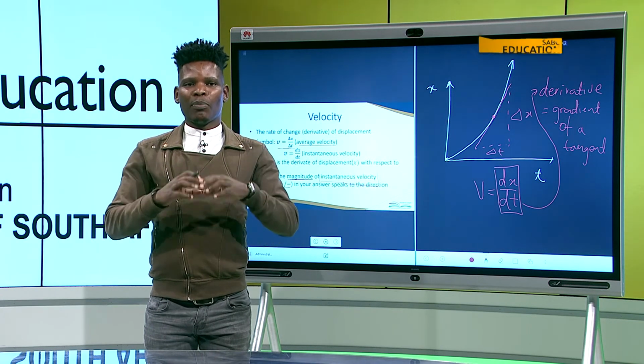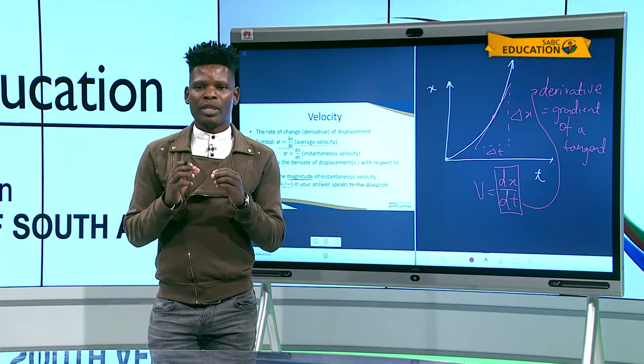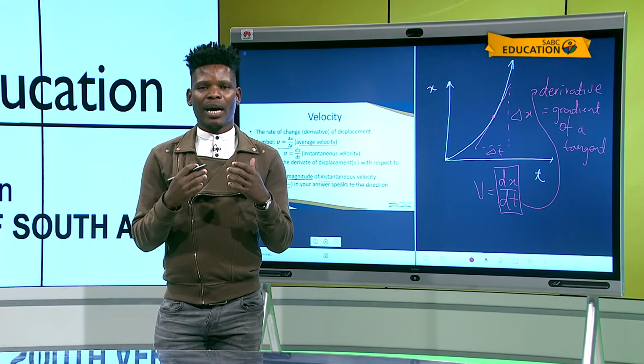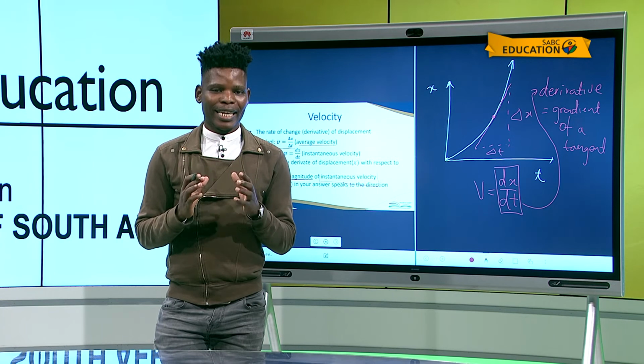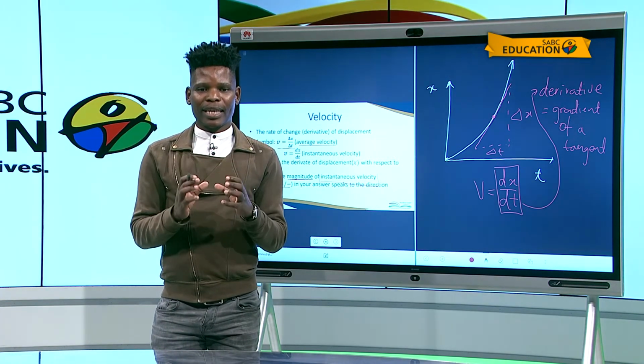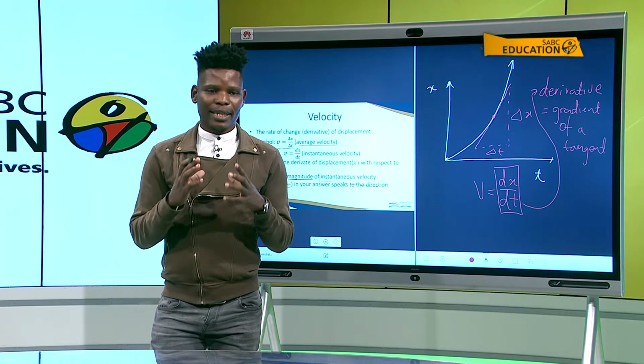So if you get a positive answer, it means that the object will be moving to the right. So that is basically what the sign in your answer speaks to. It speaks to the direction. Remember I said earlier that velocity is a vector, it is a magnitude and direction.